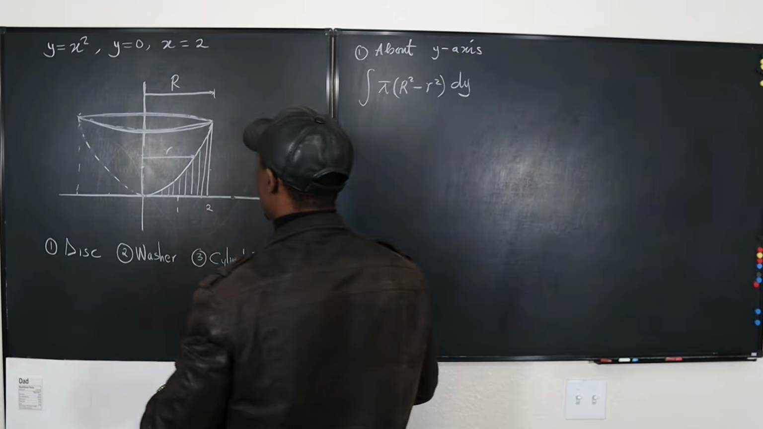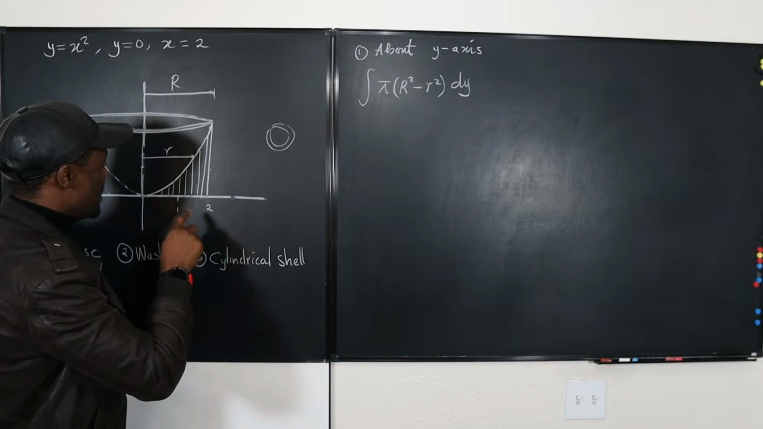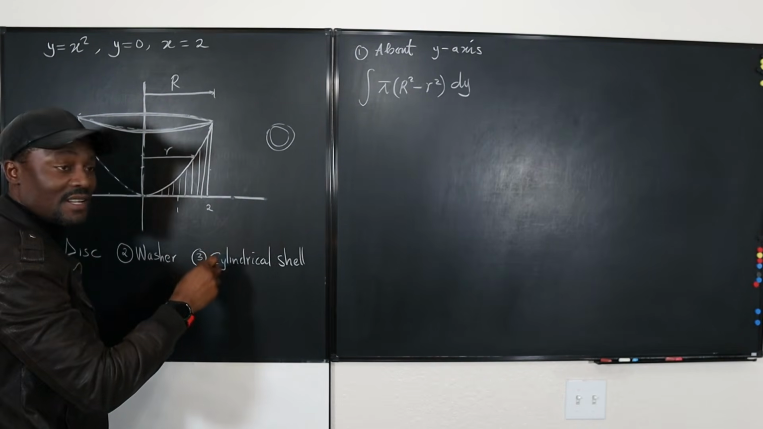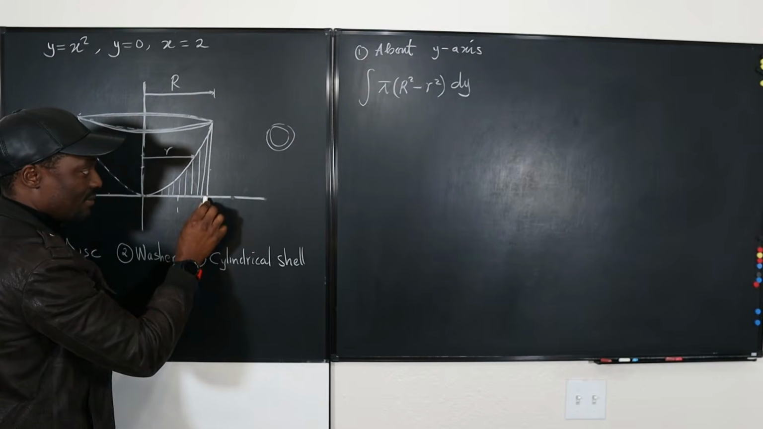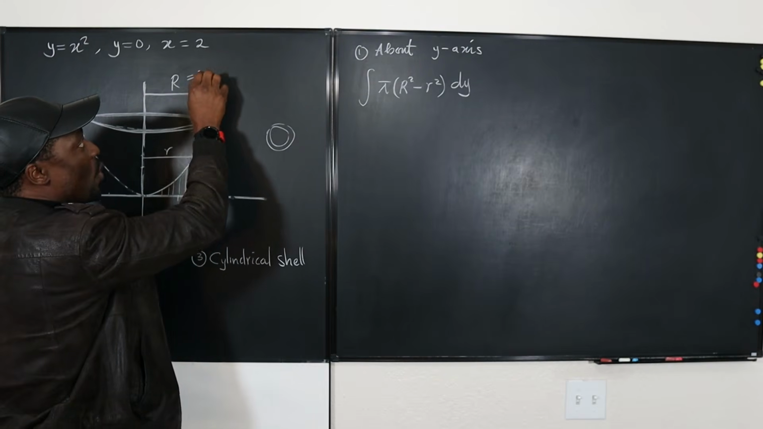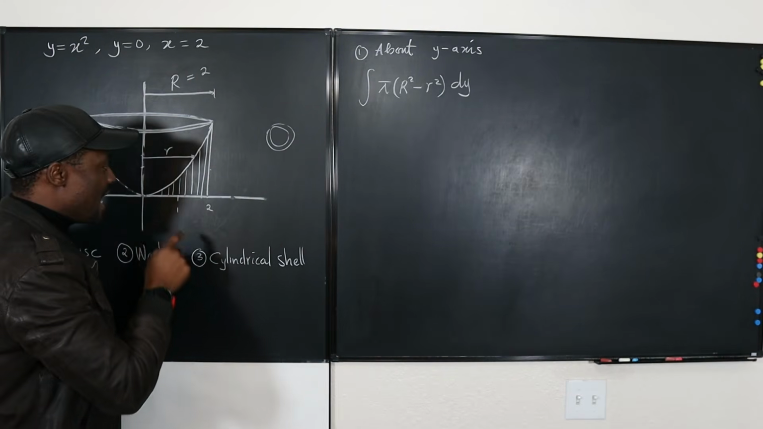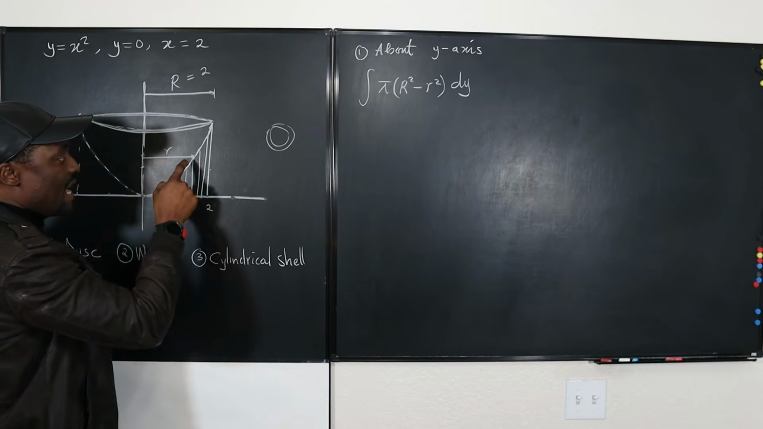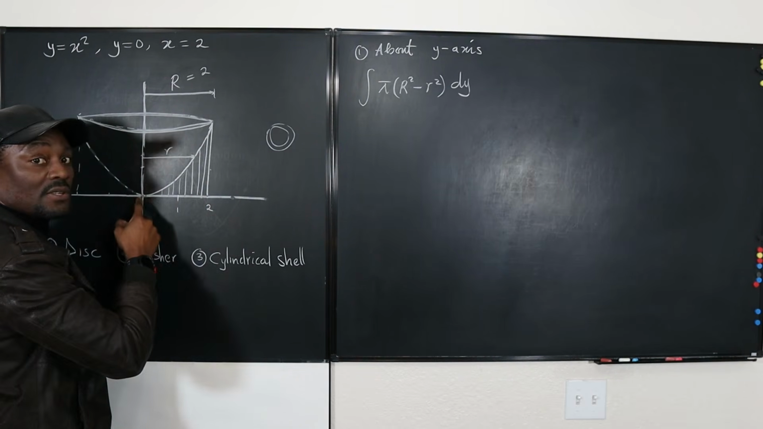So let's do the work here. Okay, the big R is going to be the distance from here, and you see that it's consistent. It's 2. So the big R equals 2 no matter what you do. It's the small r that's changing. It's smaller here, it's bigger here, depending on this function.